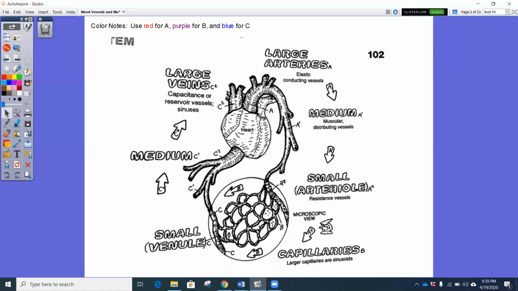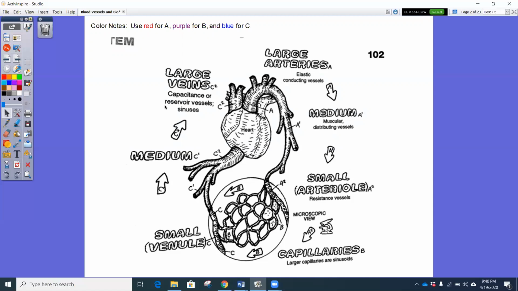Now, on the venous side or the vein side of the capillary, we're going to start to push and get back towards the heart. So the deoxygenated blood will be carried into smaller venules, which then go into medium veins, which then go into large veins like superior and inferior vena cava. And now those are called capacitance or reservoir vessels.